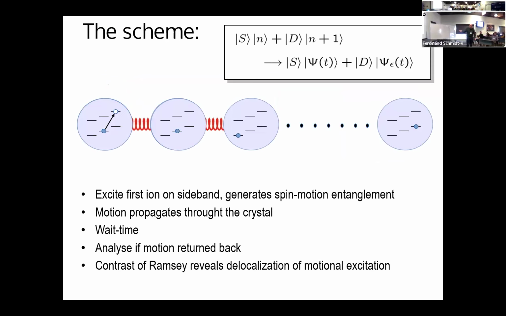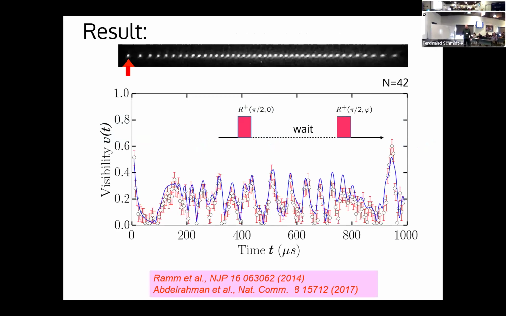So he had no sensor at the other side. What he did, he looked at when this comes back again. It propagates and comes back somehow. After some wait time, you can analyze what happens with the motion. And that is now what you see as a function of wait time: the visibility of this so-called Ramsey pattern.